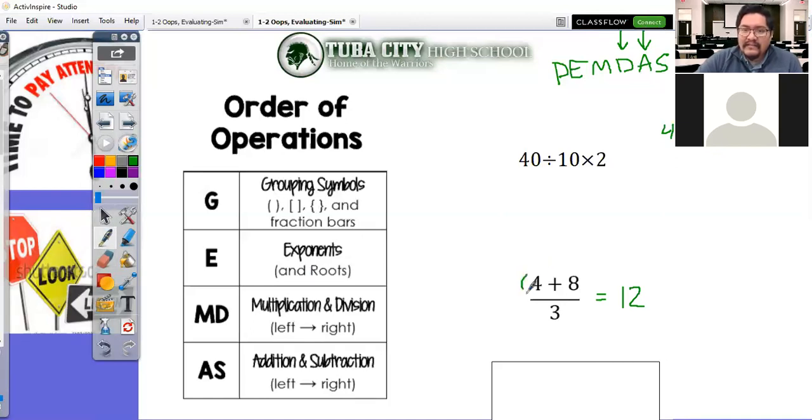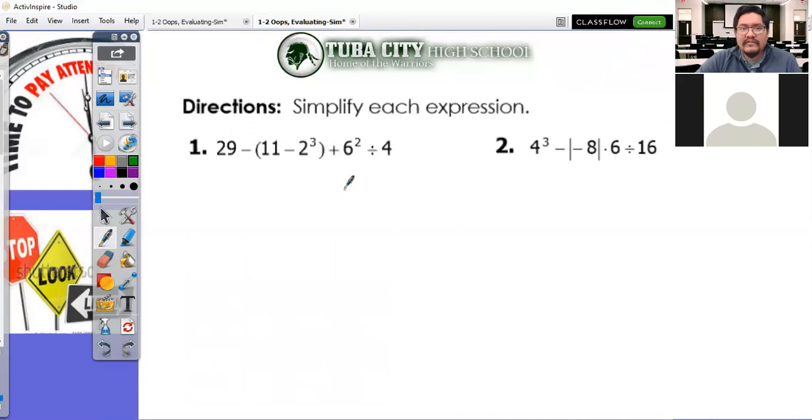And that's because these are grouped. The top numbers are grouped because fraction bars are grouping symbols. Right? So fraction bars are grouping symbols. So if you see something on top of a fraction or on the bottom of a fraction, those are all considered to be a group. All right, so let's go ahead and move on to some of these exercises.